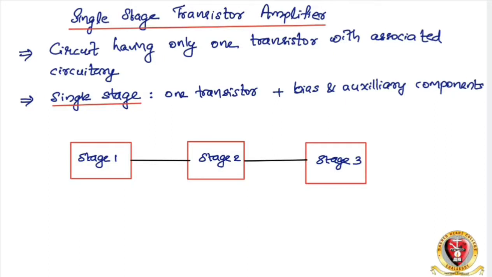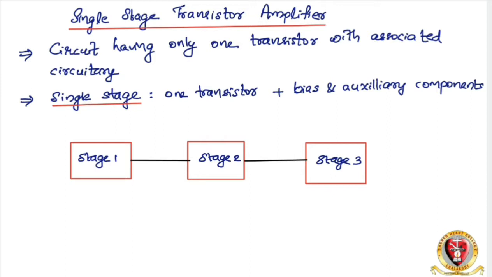So what do you mean by a single stage transistor amplifier? Transistor amplifier we already saw in the last section or introduction of this chapter: what is an amplifier, what is the amplification process, etc. So what do you mean by stage? Here single stage means one transistor and its bias and auxiliary components. The circuit having only one transistor with associated circuitry is known as a single stage transistor amplifier.